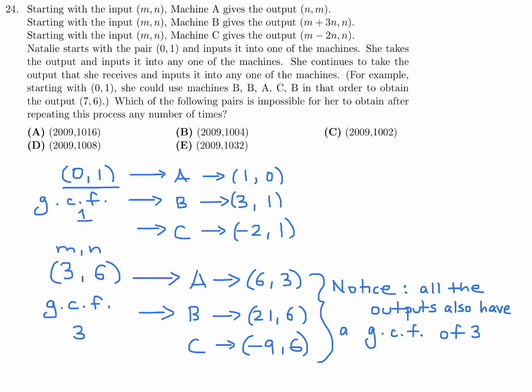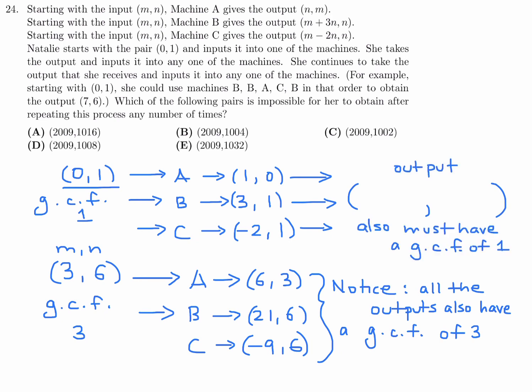So what we are asked to do is somehow eventually come up with one of these, right? That means that anything you come up with will also have to have a GCF of 1. It doesn't matter what order, how many times you do it, multiple times over, at the very end, whatever you come up with also must have a GCF of 1. So then we have to look at the answer choices. Which one of these has a GCF of 1?